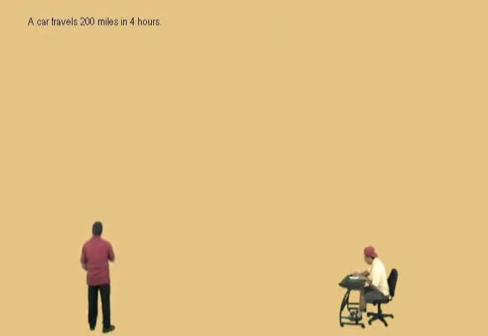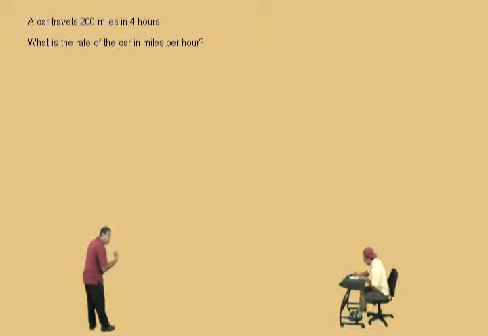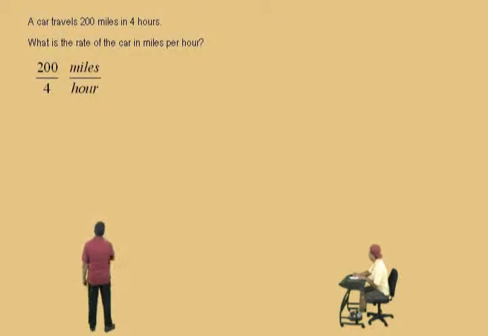So, here we go. A car travels 200 miles in 4 hours. What is the rate of the car in miles per hour? So you're asked, basically, how many miles do you go in 1 hour? That's what we're trying to find. Okay, so we start off with 200 over 4. Notice we were asked for the rate in miles per hour, which means miles per hour. It's a ratio of miles to hour. It's another way of thinking about it.